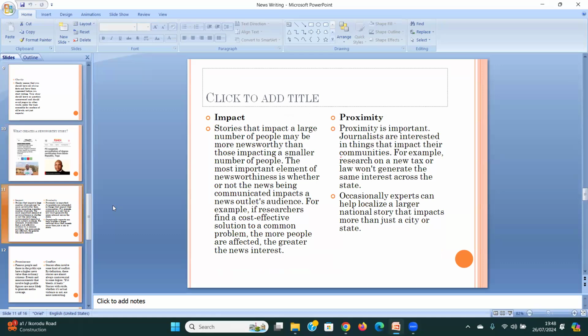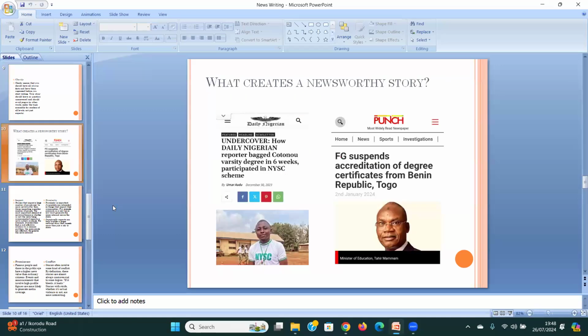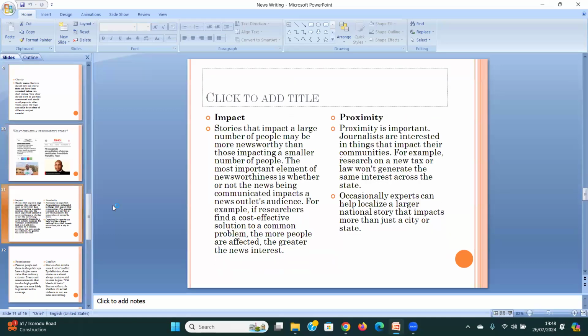I was just talking about that with this analogy. It is impact. There are stories everywhere, but for stories to attract and arrest attention, it must have an impact. And what does it mean to have an impact? It must affect a larger number of people.